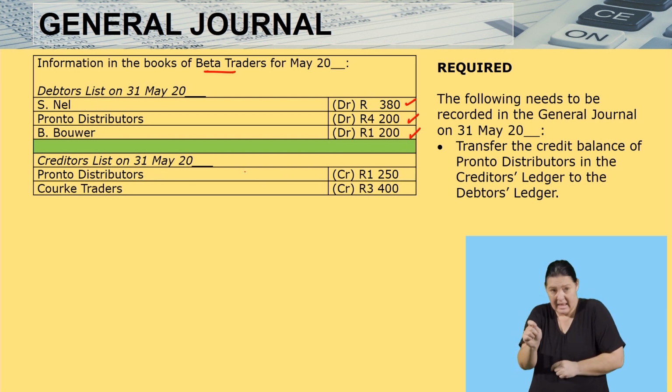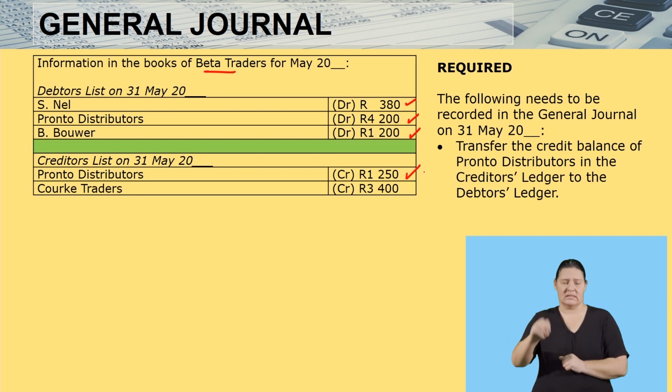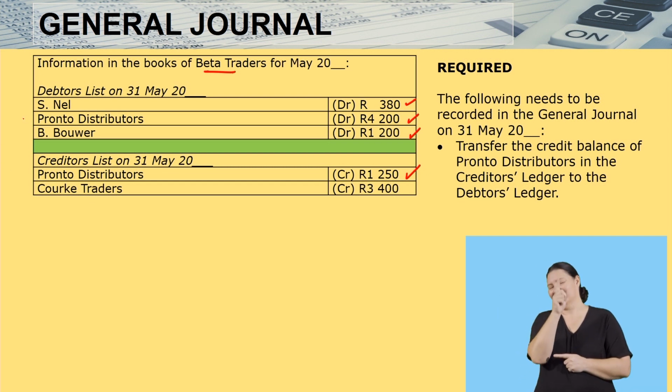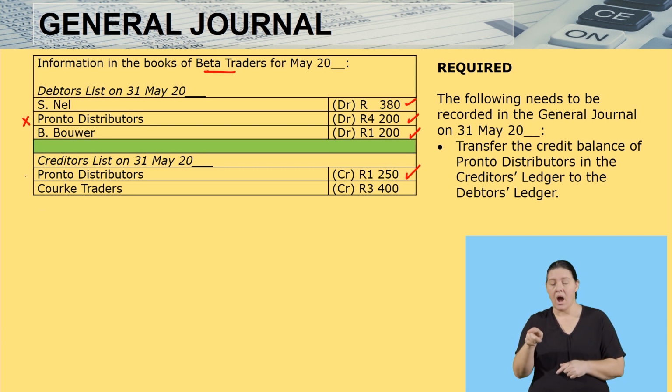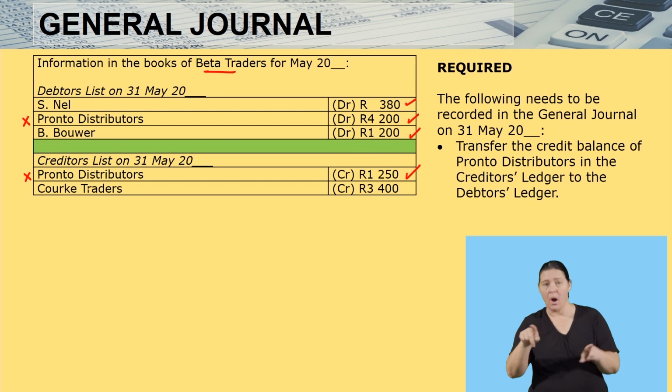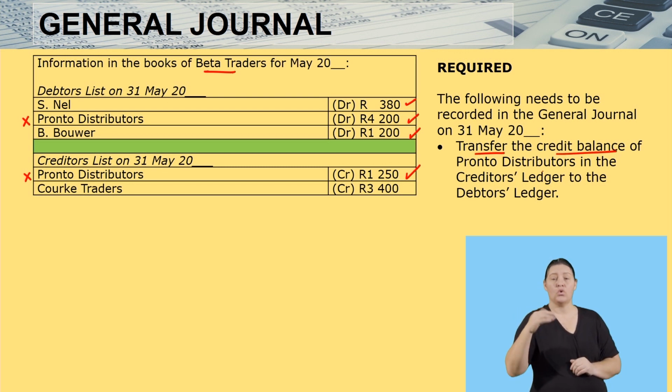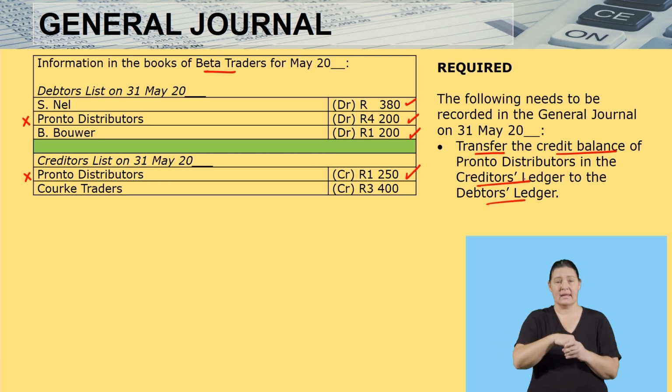We have Pronto Distributors, 1,250. We had this name earlier on. Do you still remember where we saw this name? Yes, in our debtors list. So it means Pronto Distributors is both a debtor as well as a creditor. Let's hear what they say. The following needs to be recorded in the general journal. Transfer the credit balance of Pronto Distributors in the creditors ledger to the debtors ledger.